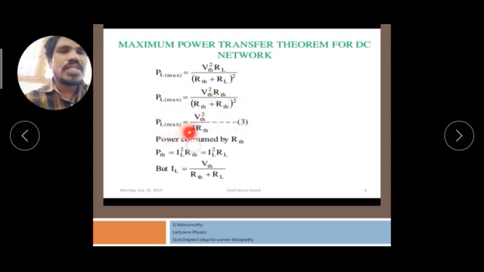And PL maximum is equal to V square TH by 4 RTH. Then we will calculate this equation. We got this equation number 3.